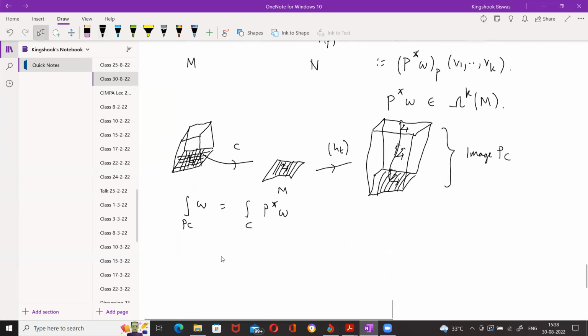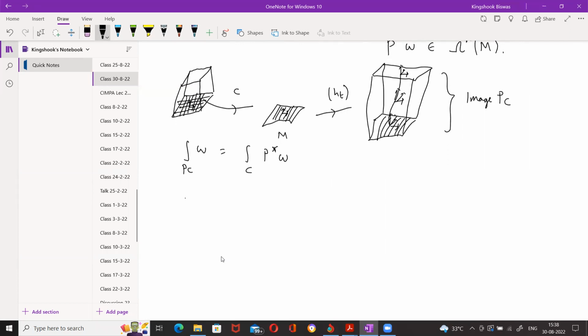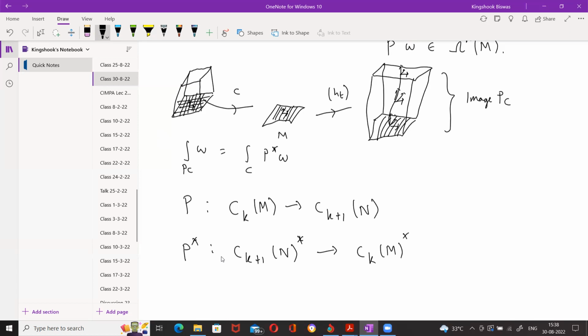So what does this mean? Abstractly, what are we doing? We had the map P, which was going from C_k M to C_{k+1} N. So the dual P star is going to go from where? It's going to go from C_{k+1} N star to C_k M star. Now sitting inside this C_{k+1} N star, I have omega in Omega^{k+1} N.